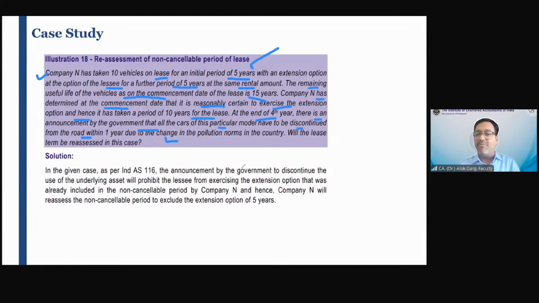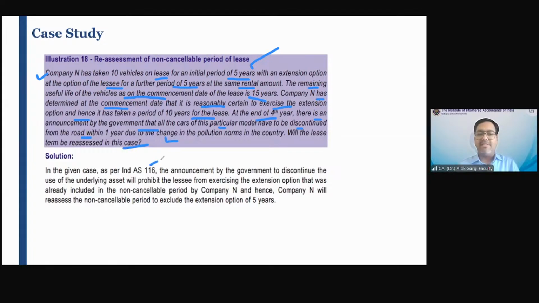Will the lease term be reassessed in this case? Yes, sir. It has to be reassessed. 5 years only now. The optional renewal period is no more a renewal period. I mean to say, it is not reasonably certain; the lessee is 100% certain that the lessee is not going to avail the renewal period. Right? The lessee is not going to renew.